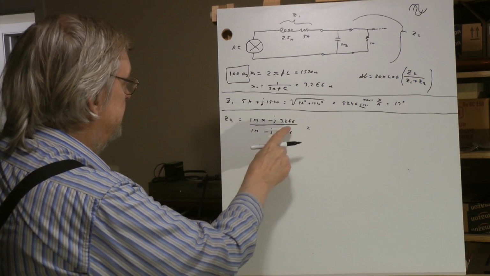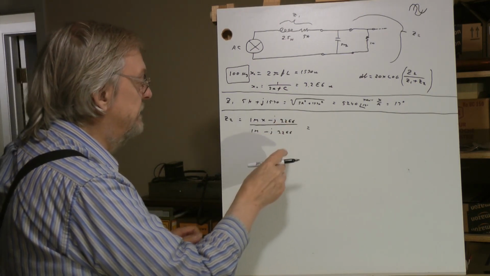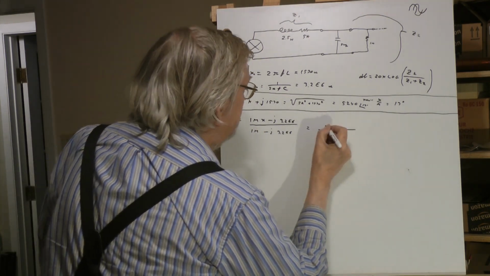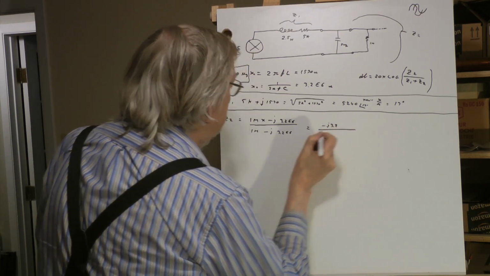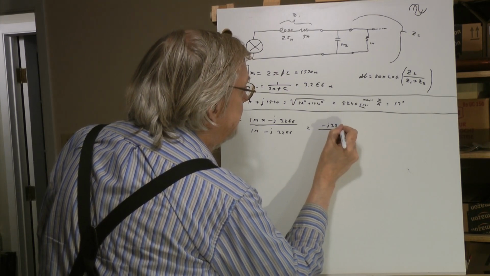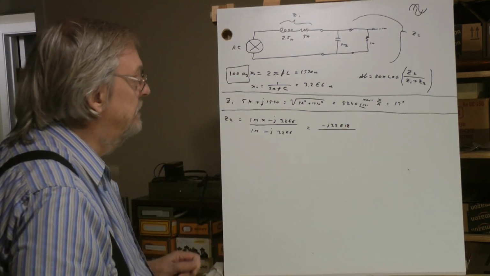Now the top part's fairly simple. When you multiply a real number by an out of phase number, you simply get a bigger out of phase number. So that becomes minus J, 3.2 E6 times 1 E6, so that's 3.2 E12. Oops. Big number, 3.2 E12.